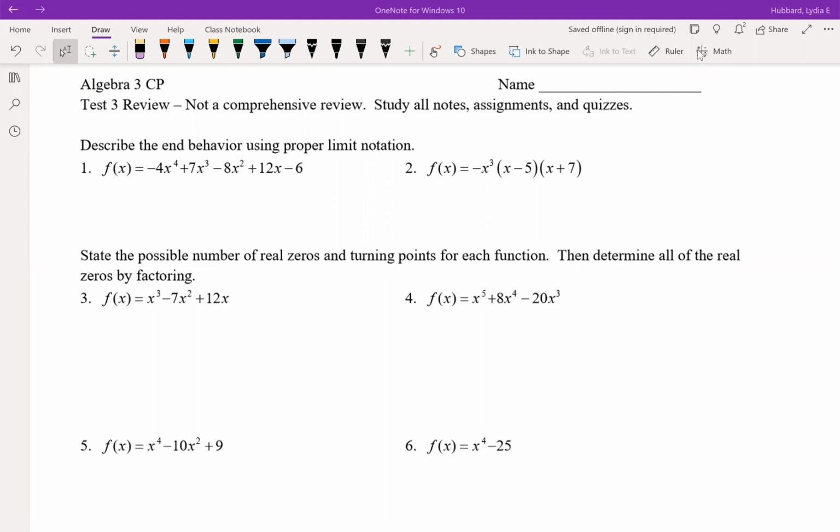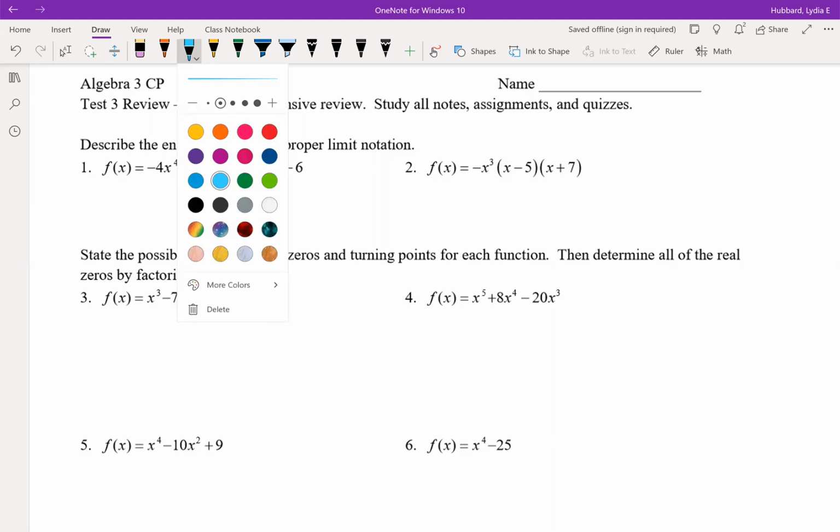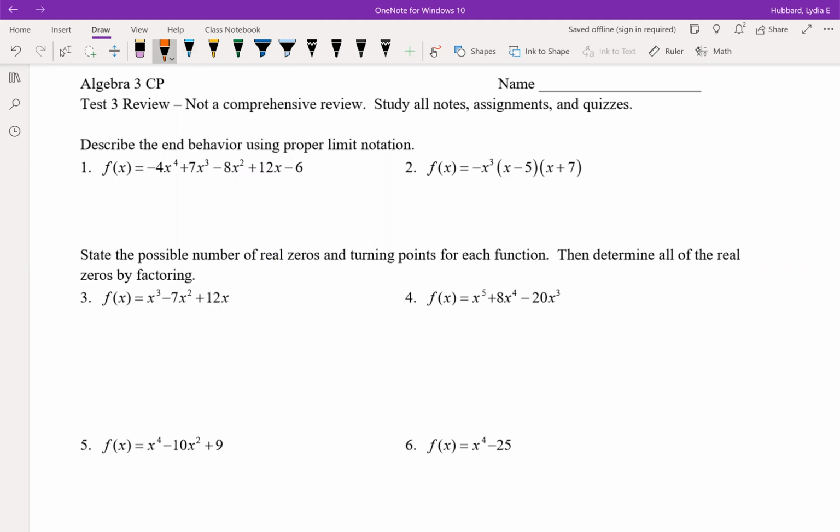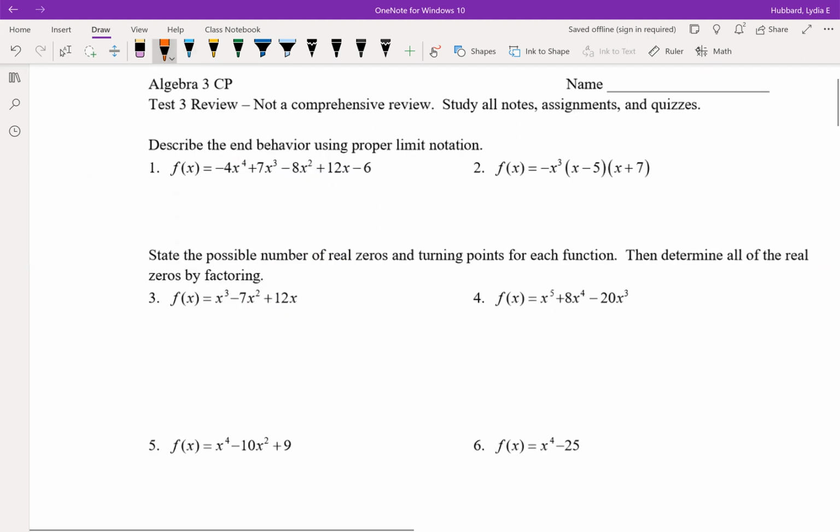As I go through this, please understand that this is not a comprehensive review, and you're still going to need to study all of your notes, assignments, and quizzes. All of that's going to be super beneficial as we go into this test. So please make sure you are studying, and we're going to go ahead and jump right in.